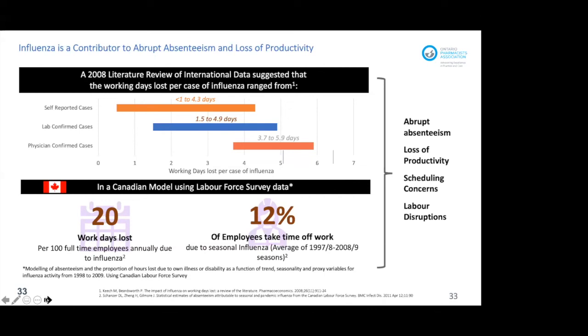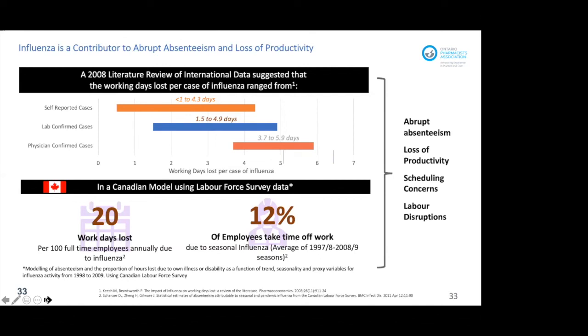if he does go in, presenteeism can lead to poor performance indicators from employers that can potentially, if Raj is on probation, incur him losing his job or other issues. So some other interesting facts in the Canadian Labor Force survey that was identified is that 20 workdays lost per 100 full-time employees annually due to the influenza were noted, and 12% of employees take time off of work due to seasonal influenza. And these were older studies that were identified, but they still hold true right now.